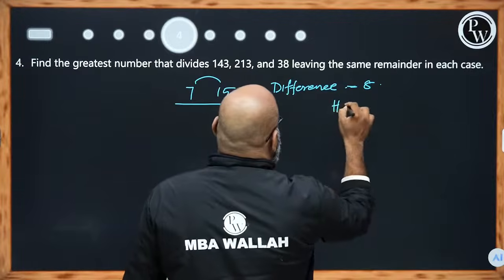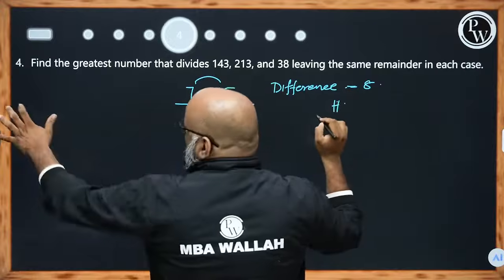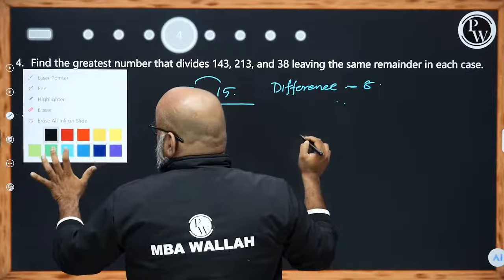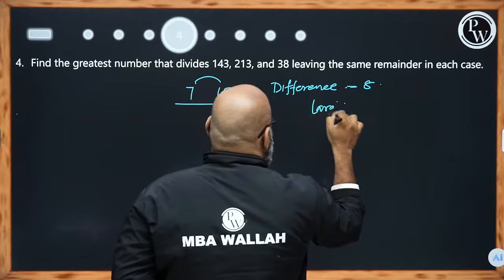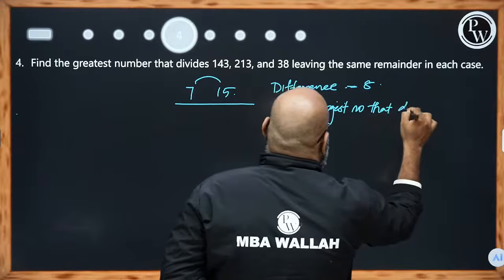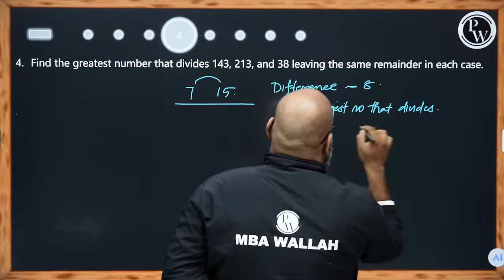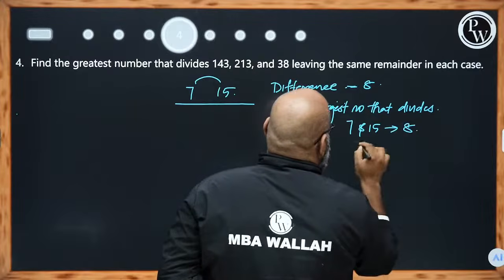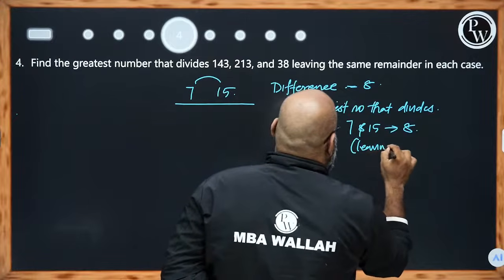And what is the difference between 7 and 15? 8. Not HCF. I cannot call it HCF because once again, it is not divisible. The largest number that divides 7 and 15 is 8, leaving the same remainder.